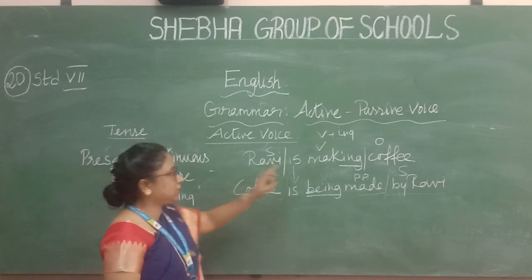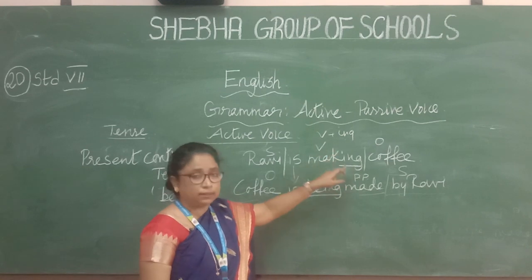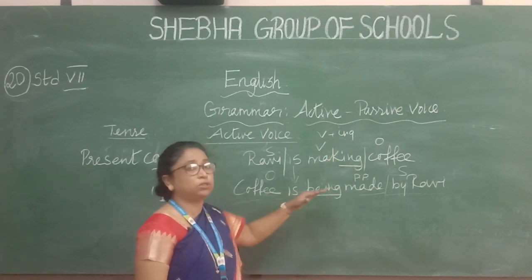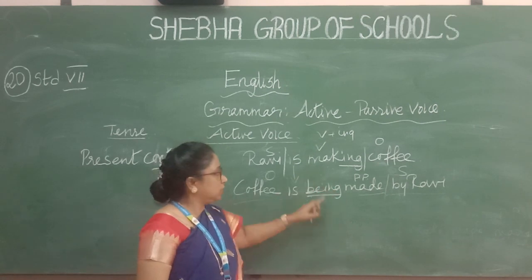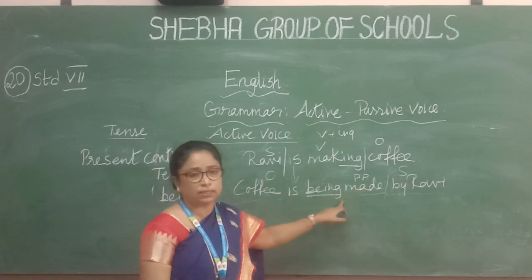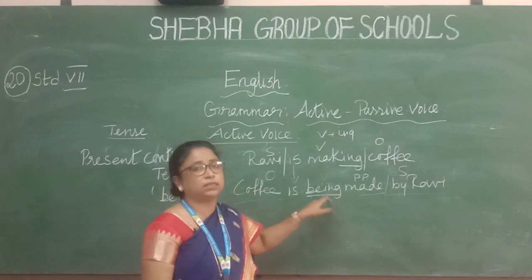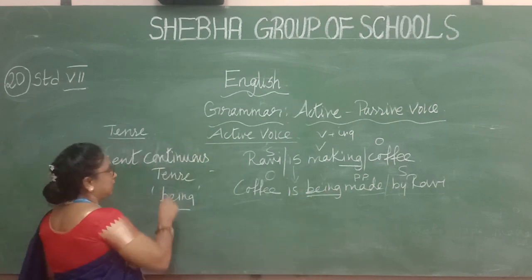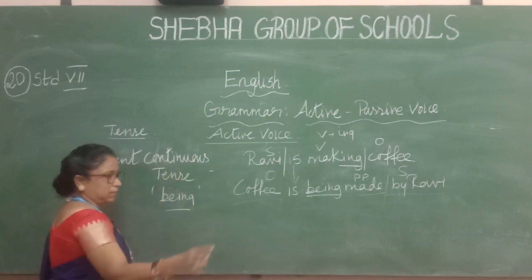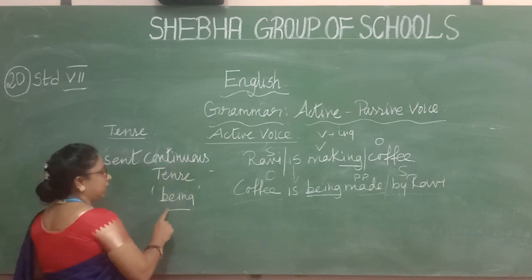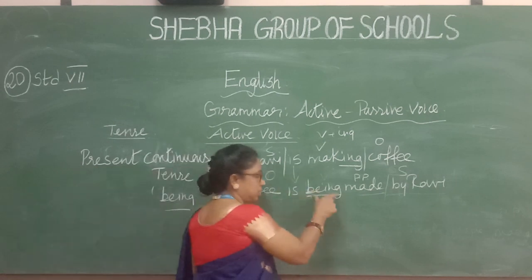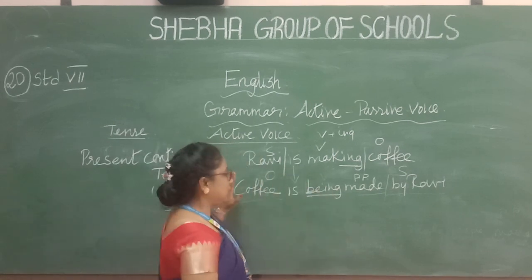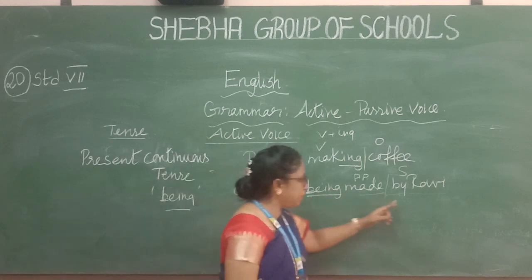Now see, this ing word is given to you, making. When changing, you must keep the same meaning; it should not be changed. So the same continuous tense you must bring into the sentence. How are you going to bring it in? This word being, you are going to add, whether it is present continuous or past continuous. So the answer is: coffee is being made by Ravi.